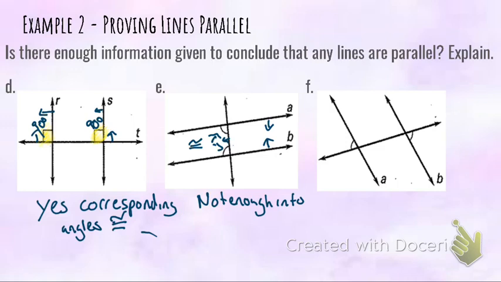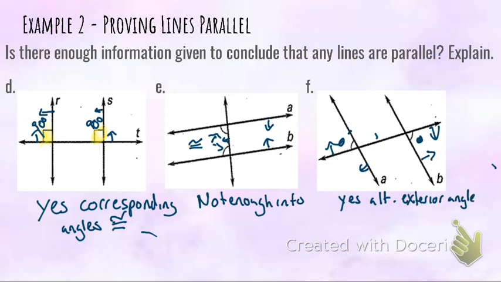Okay, the last one, what's the relationship between this angle here and this angle here? They're on the outside of their parallel lines, opposite sides of the transversal. So this means that they're alternate exterior angles. And we know if alternate exterior angles are congruent, then our lines have to be parallel.